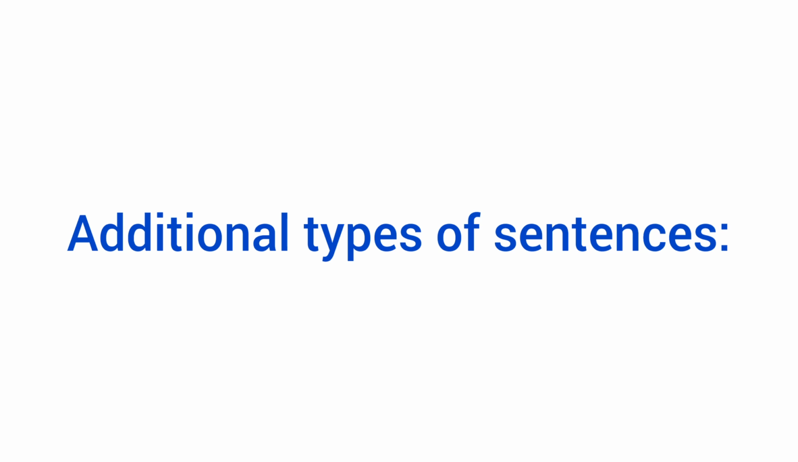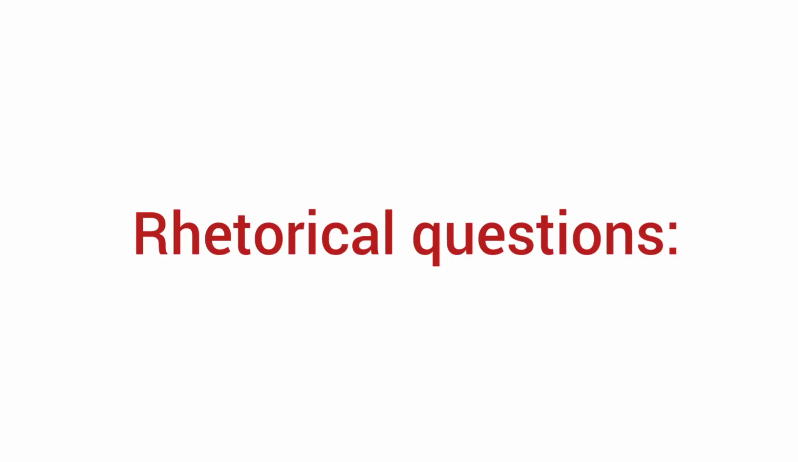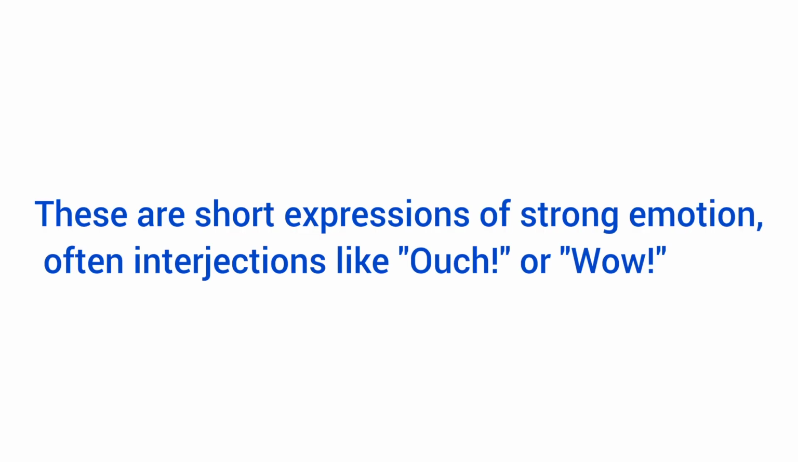Additional types of sentences. Rhetorical questions. These are questions that don't expect a literal answer, but are used to make a point or emphasize something. For example, isn't it beautiful? Exclamations. These are short expressions of a strong emotion, often interjections like ouch or wow.